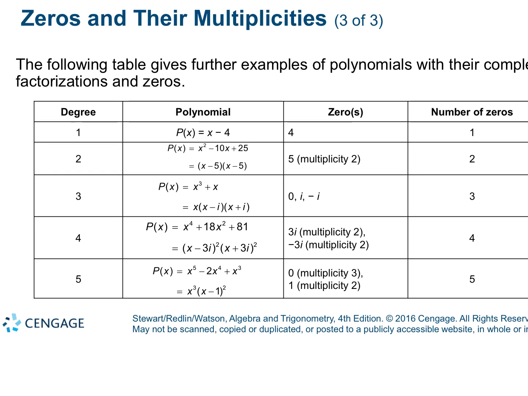Whatever your highest degree is, that's how many zeros you're going to have. So if I have an x to the 3rd power, I have 3 zeros. If I have x to the 4th power, we're going to have 4 zeros. Here we have 2 that have multiplicity. So we've got 2 3i's and 2 negative 3i's. If I have x to the 5th power as my highest degree, I have 5 zeros. So whatever your highest degree is, that's how many answers you have. We've talked about this before.